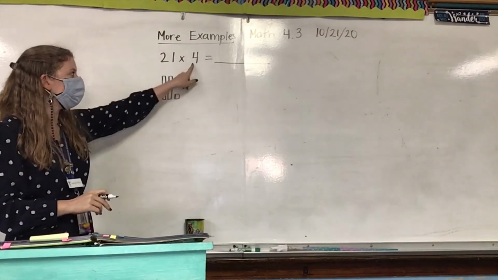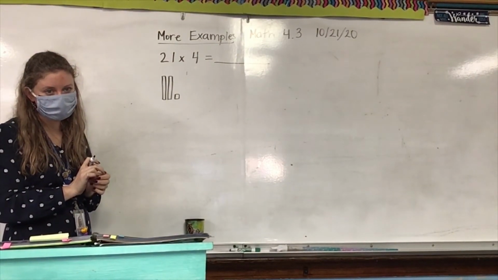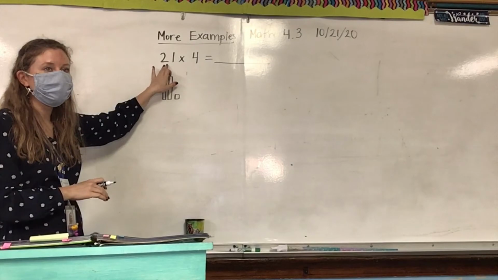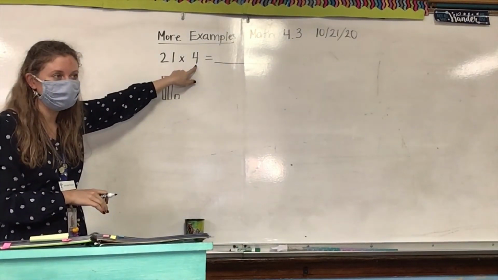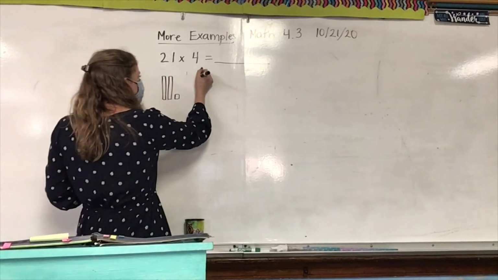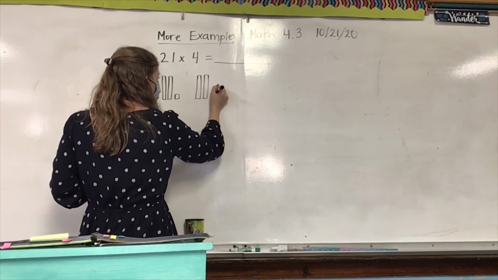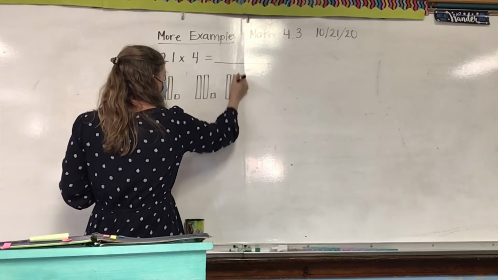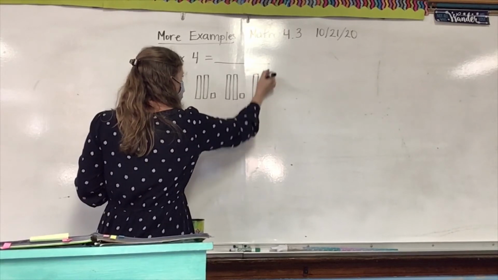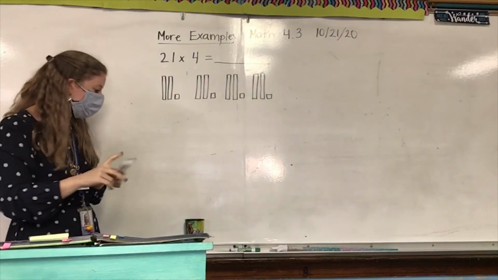Well, what do you mean? What does the 4 tell me to do? The 4 tells us to model 21 4 times. Good. Remember, we model the larger factor, we repeat it the smaller factor times. So I modeled 21, now I need to repeat it 4 times. I have my first time, 2, 3, 4. Okay, Carla, what now?